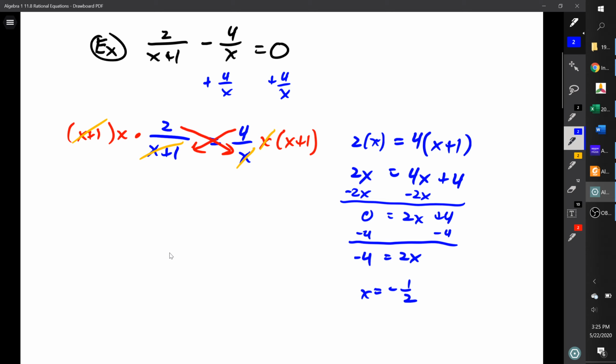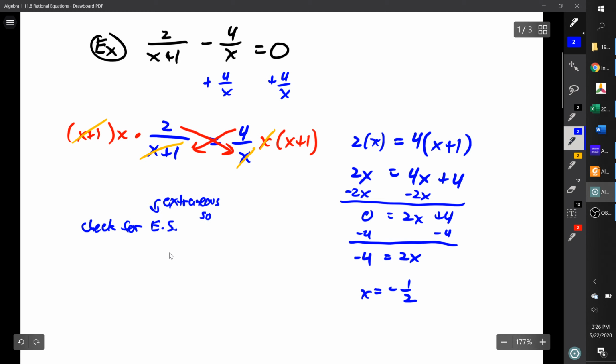All right, so let's see what we got. We have to make sure that we don't get any extraneous solutions, that we don't get any denominators equal to 0. So if I plug negative 1/2 in, let's check for extraneous solutions.